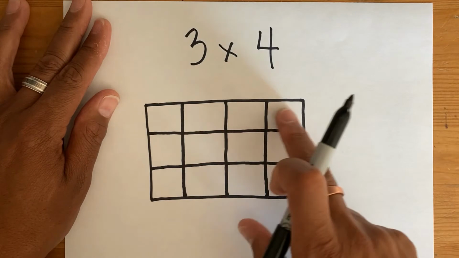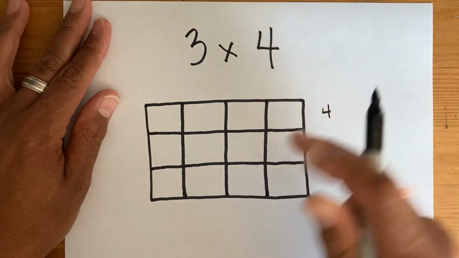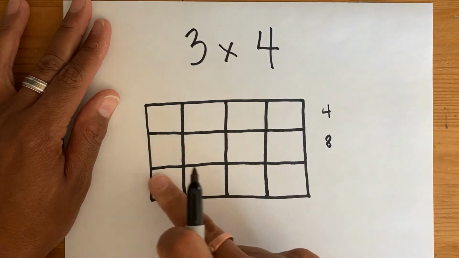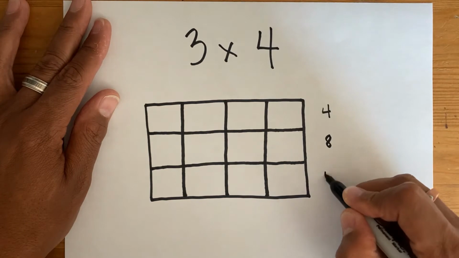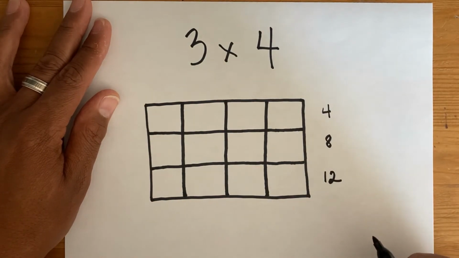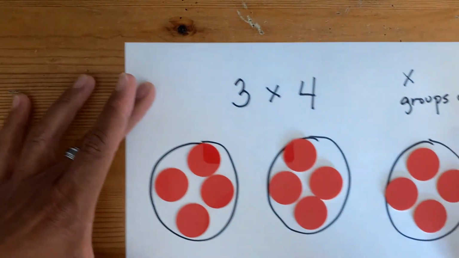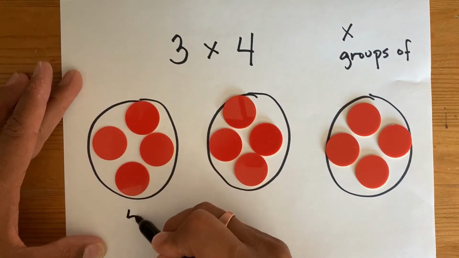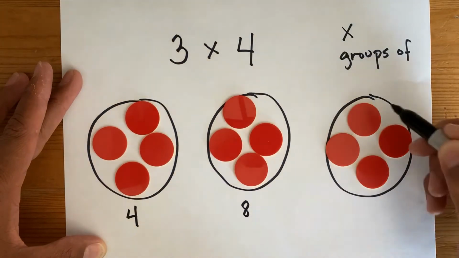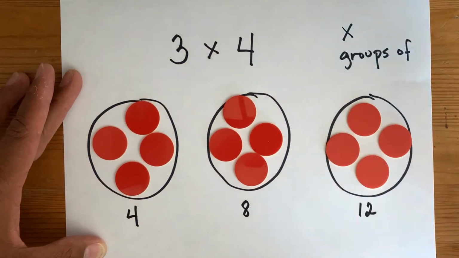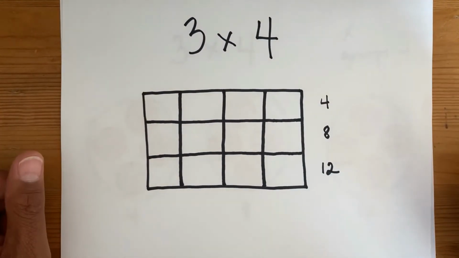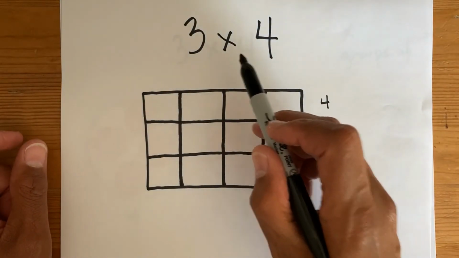So I've got 4 in this row. And then I've got 4 in this row. 4 plus 4 is 8 now. And I've got 4 in this row. 8 plus 4 is 12. So I get an answer of 12. 3 times 4 is 12. Or if I draw it with my 3 groups of 4, counting by 4s, I should have 4, 8, 12. Doesn't matter which way you do it, you should get an answer of 12 for your problem 3 times 4, or 3 groups of 4.